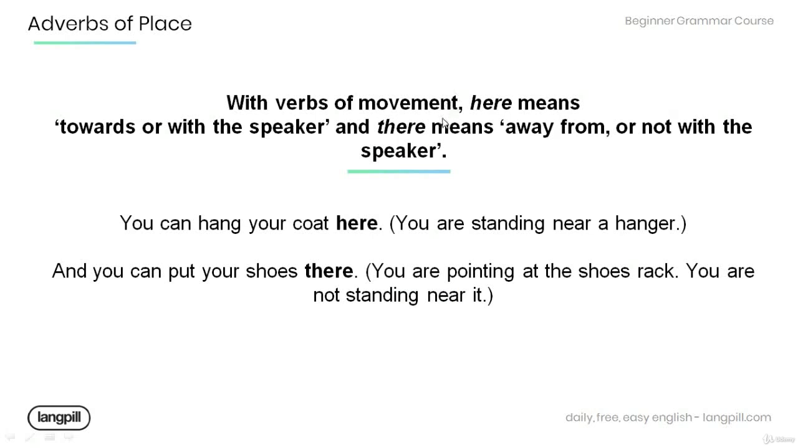And with verbs of movement, here means towards or with the speaker, and there means away from or not with the speaker. Have a look at the examples below. You can hang your coat here. The adverb of place here tells us that you are standing near the hanger.